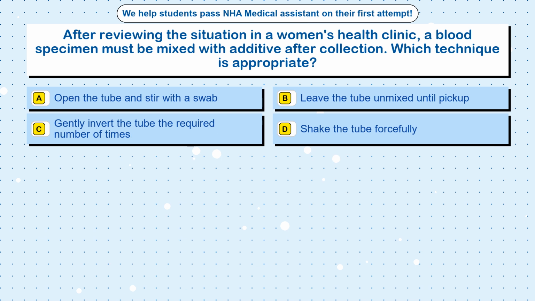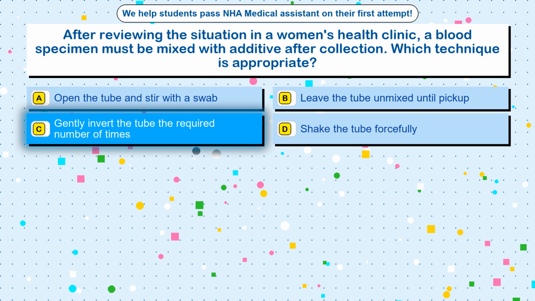Question 73. After reviewing the situation in a women's health clinic, a blood specimen must be mixed with additive after collection. Which technique is appropriate? Option A. Open the tube and stir with a swab. Option B. Leave the tube unmixed until pickup. Option C. Gently invert the tube the required number of times. Option D. Shake the tube forcefully.